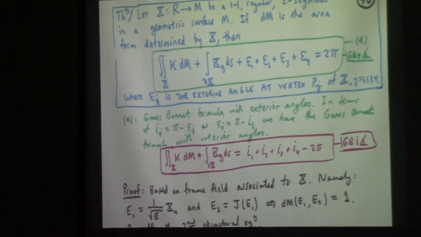Kind of makes sense, just like you're going around. Let's see here. So star, this is the Gauss-Bonnet formula with exterior angles. If you wanted to rewrite this in terms of interior angles, remember that the jth interior angle is pi minus the jth exterior angle. So you can re-express the Gauss-Bonnet theorem as the integral of the Gaussian curvature plus the total geodesic curvature around the edge equals the sum of the interior angles minus 2 pi.